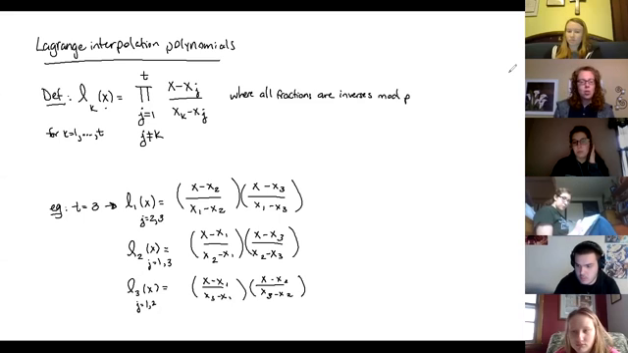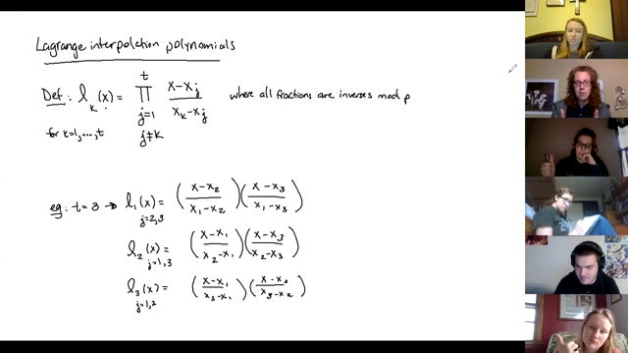Give me a thumbs up. You don't know how you're using these yet, but give me a thumbs up on yes, I can create a Lagrange interpolation polynomial. People are nodding at me. We've got thumbs up. Yes, good.